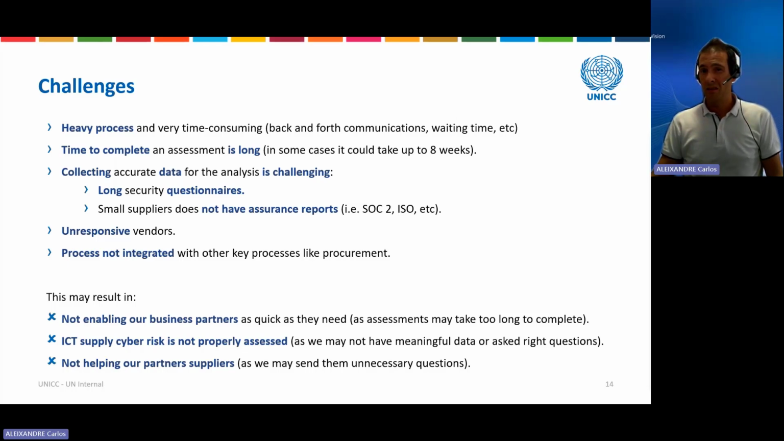And the last one, we are not helping our partner suppliers either, right? Sometimes if we send like 300 questions to them and they are not very relevant or necessary, we are not helping them. Some of them are small, they are local, but they are our partners. We need them, right, to enable our mandate. So it's important, I think, that sometimes we help them, we ask them the right questions. And if for whatever reason they are not meeting our security requirements, we help them again to meet them, right? So this is something that I think we need to consider.